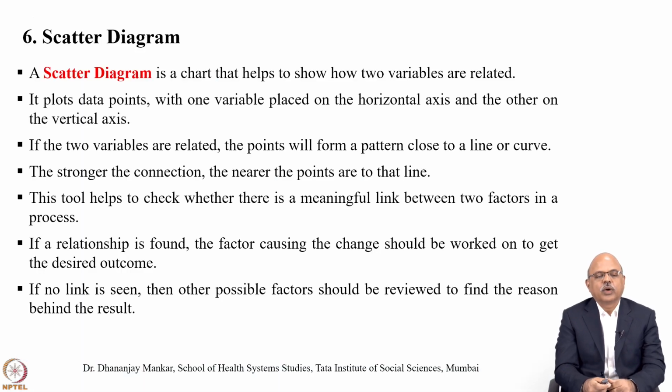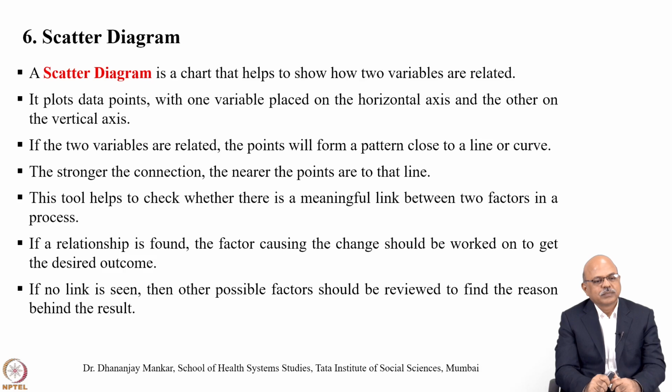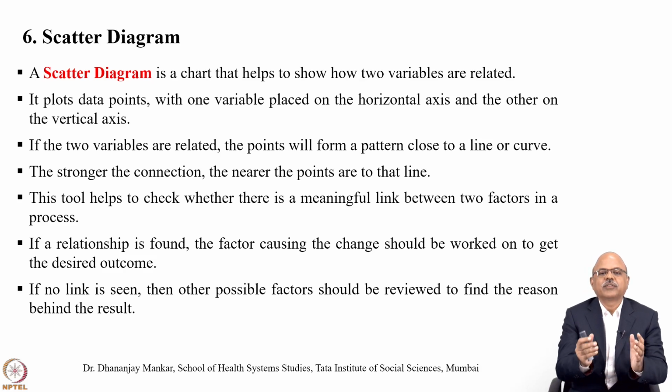Next in line of the quality tools is the scatter diagram. The scatter diagram is a chart that helps to show how two variables are related. So there is a relationship which is being shown over here. You plot data points with one variable placed on the horizontal axis and the other on the vertical axis. So if these two variables are related, the points will form a pattern close to a line or a curve. The stronger the connection, the nearer the points are to that line. So this tool helps to check whether there is a meaningful link between these two factors in a process. So again, this is working more on the process part.